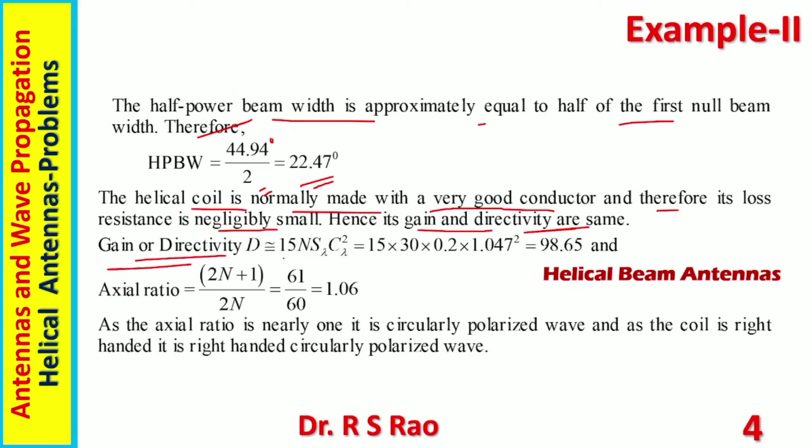Directivity is given by 15 n S lambda C lambda squared. Substitution gives us directivity or gain as 98.65. The last one, polarization state. Axial ratio is (2n+1)/2n. It is around 1.06. Nearly 1 means polarization is circular. And the sense of polarization is same as coil's handedness. Coil is given as right-handed, therefore sense also right-handed.